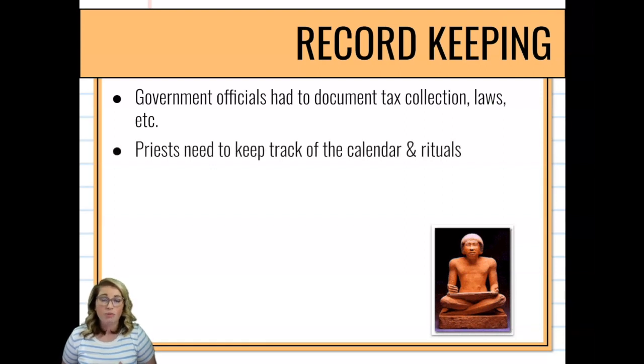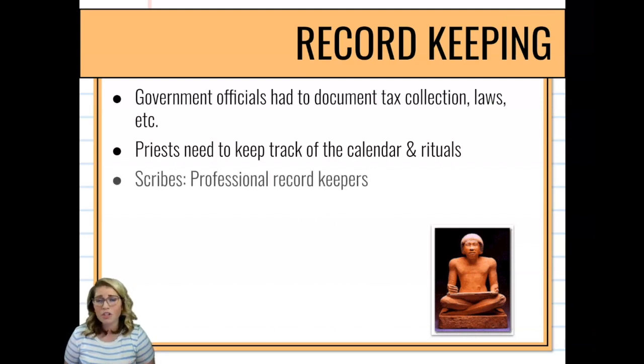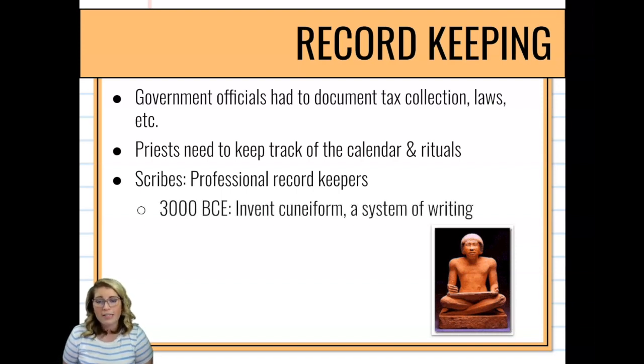Priests needed to keep track of the calendar. What day is it? And they also needed to keep track of important rituals and when they fell and how they took place. So there became a need for scribes. Scribes become basically our professional record keepers. And in Sumer, around 3000 BCE, they invent this writing system known as cuneiform. Hopefully I'm saying that right. But this is basically the first written language that we have on file.